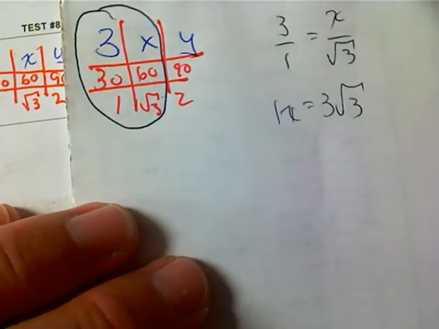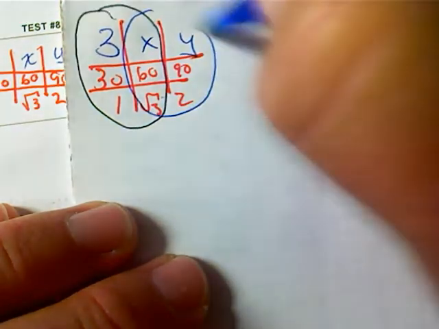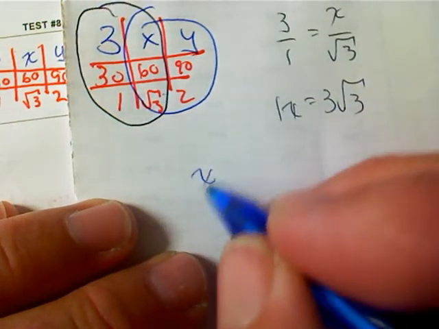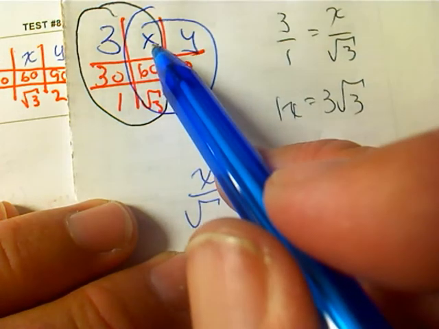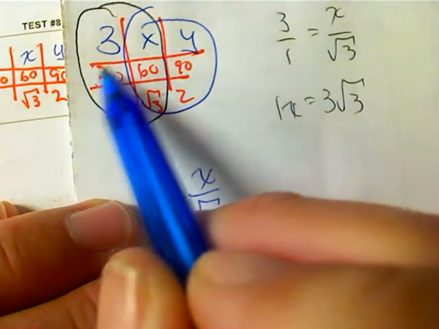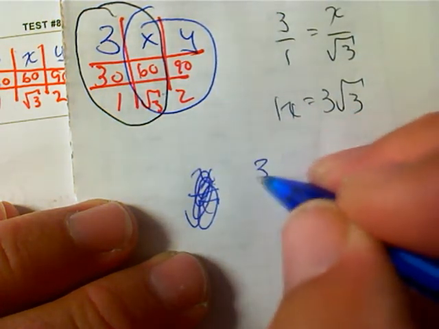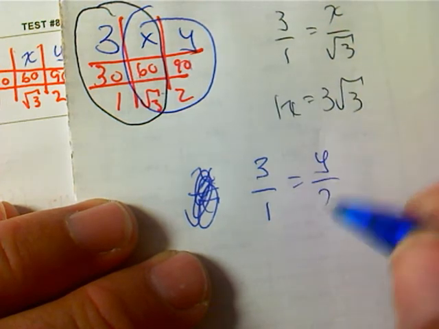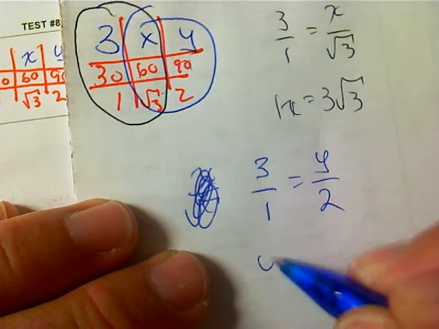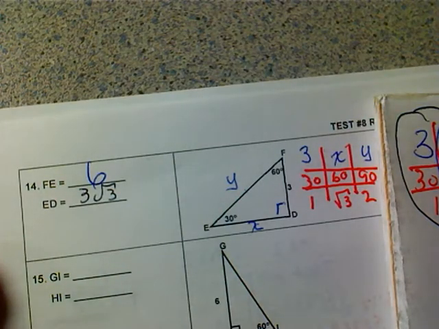Now, to do the other part, I'll use this side. So that gives me x over the square root. Oh, no, I don't want to do that. Well, I could do that. That's 3 square root of 3 because I just found it. Sorry, let's use this one. 3 over 1. That way I only have one letter at a time. 3 over 1 and y over 2. Cross multiply. Y is 6. That side, FE, is 6.